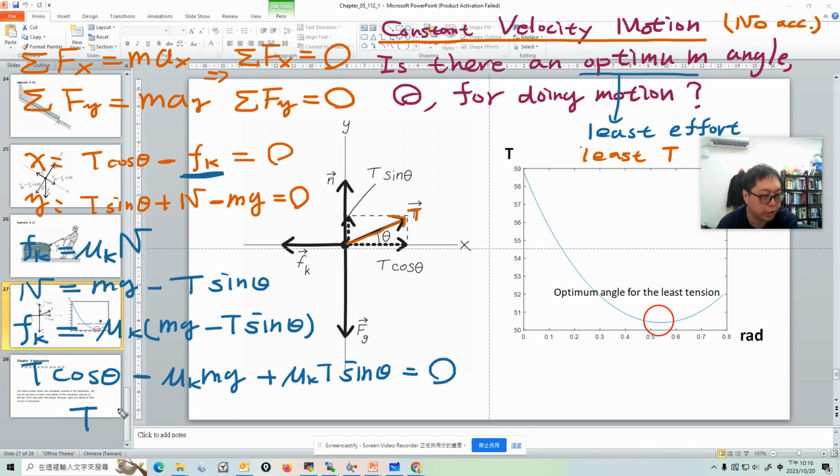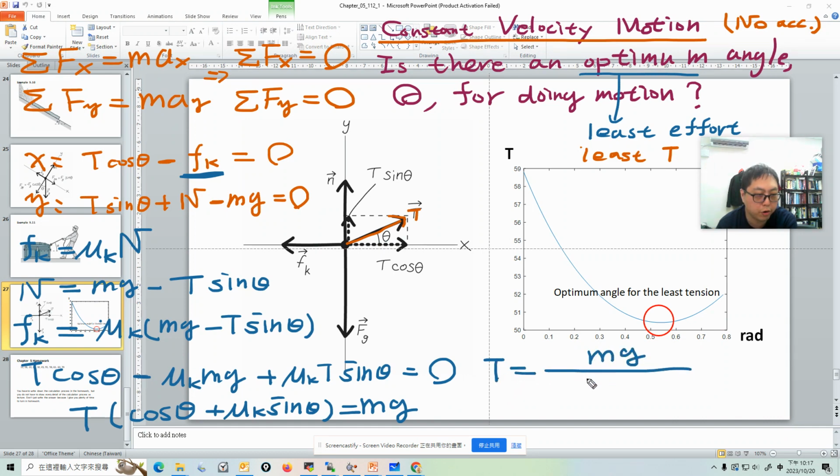We get T times (cosine theta plus mu k sine theta) equal to mg. So finally we'll get the tension. The expression of tension is mg over (cosine theta plus mu k sine theta). Is that correct? Let me check the answer.